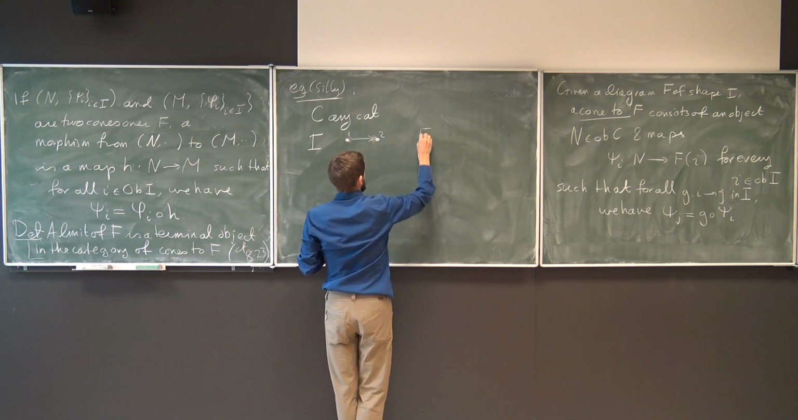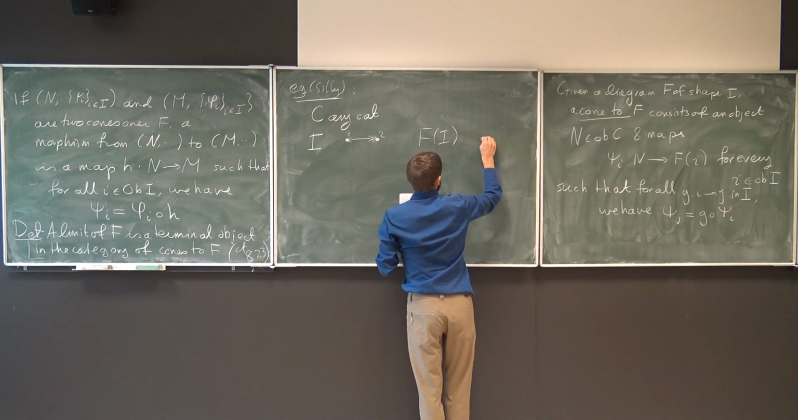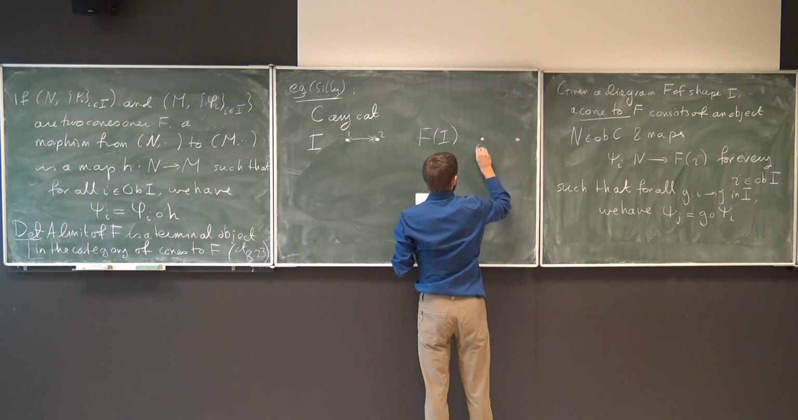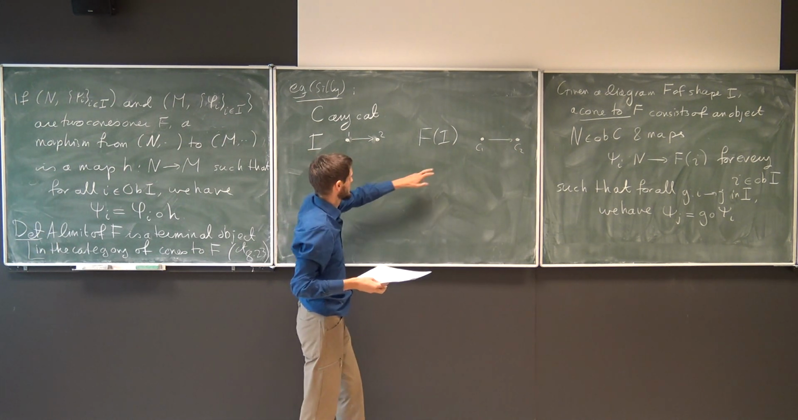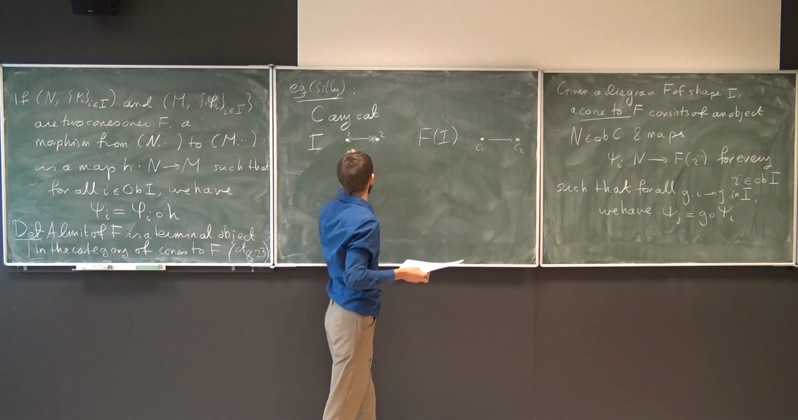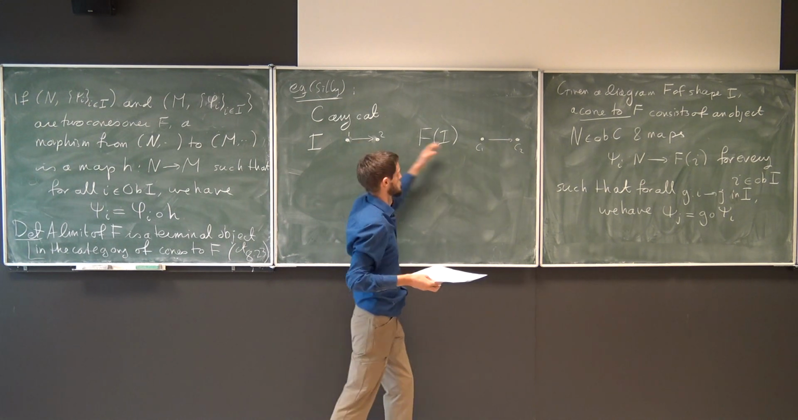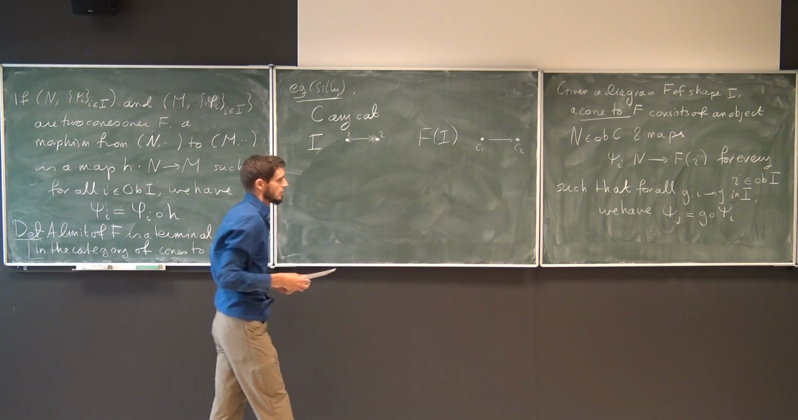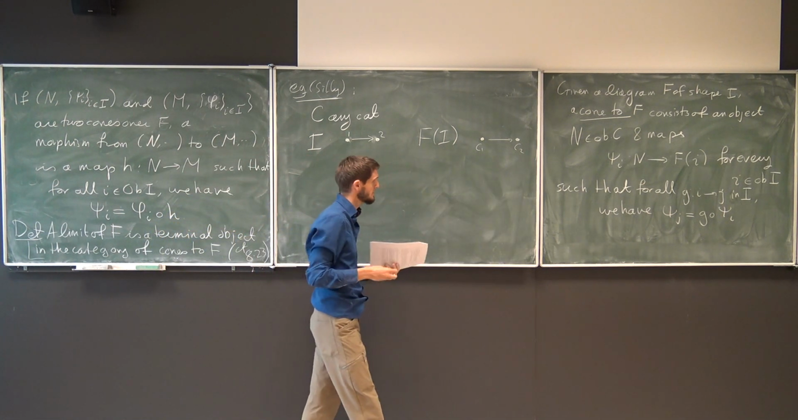A diagram of shape I is just going to look like this. I'm writing C1 to indicate that it's an object of C. This is just f of 1, and this is f of 2, and this is f of whatever the morphism between them is. Okay, and so here's our rather boring diagram of shape I.